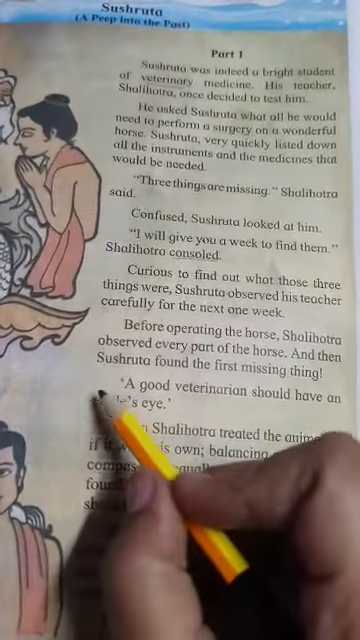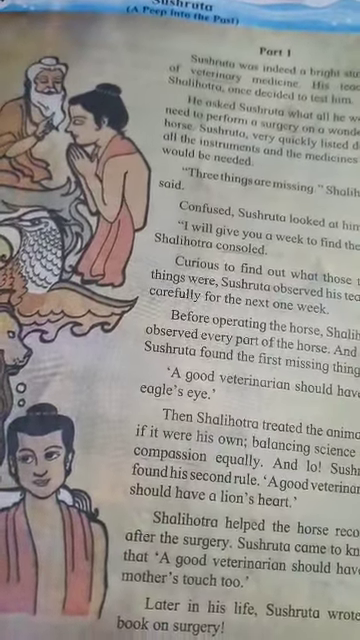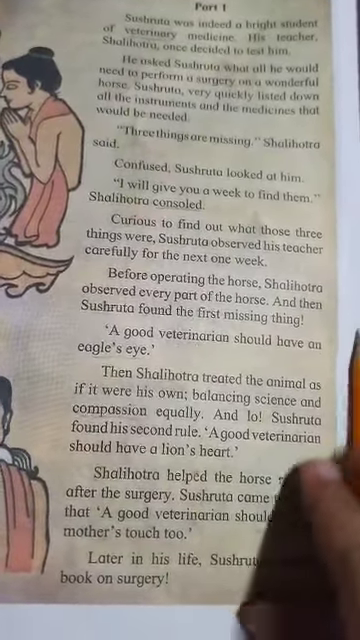Now this is a phrase, eagle eye. Eagle eye means to watch something very closely. A keen observer, eagle eye.